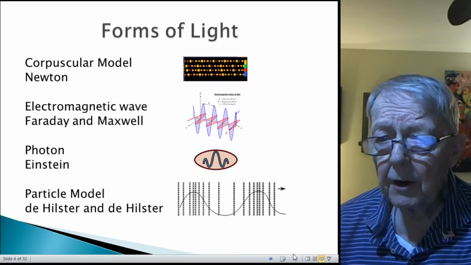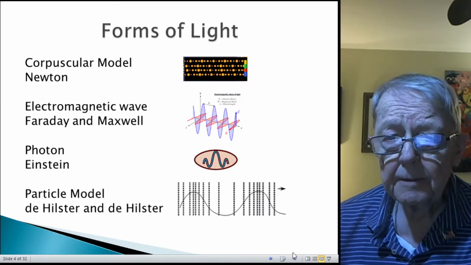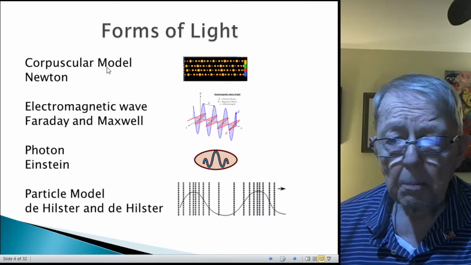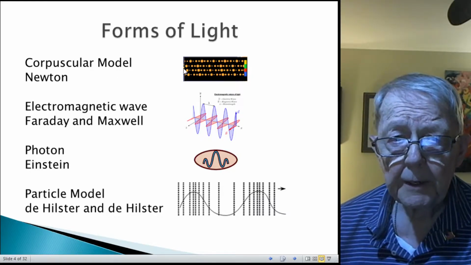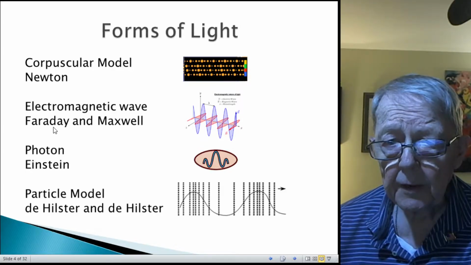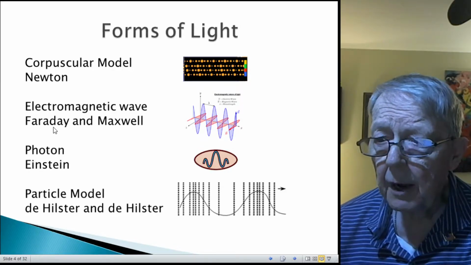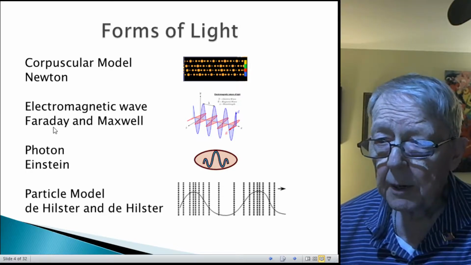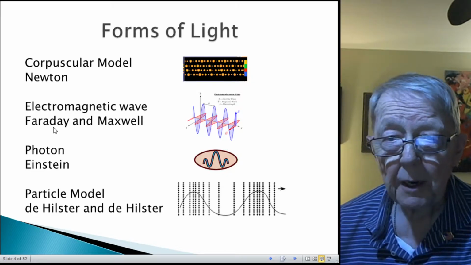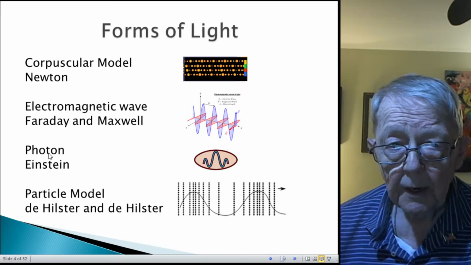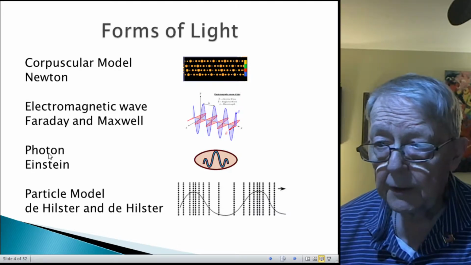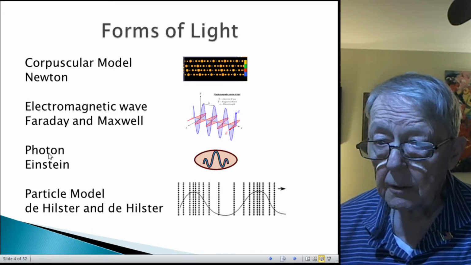If you look at all forms of light, here's a corpuscular model that Newton had. This is the electromagnetic wave that Faraday and Maxwell were key in coming up with, a combined electric and magnetic wave. Then Einstein in 1905 published his paper and said, no, I think light is a particle.